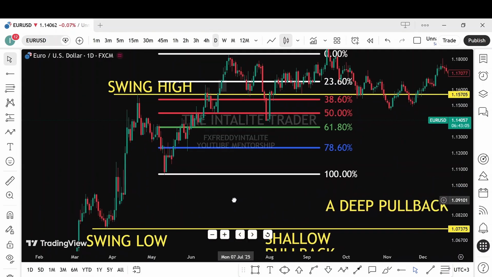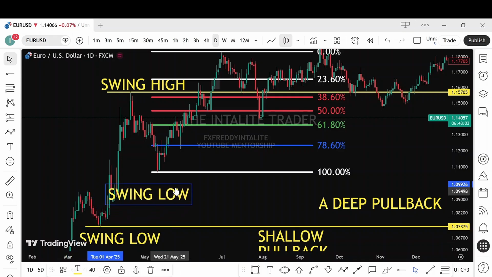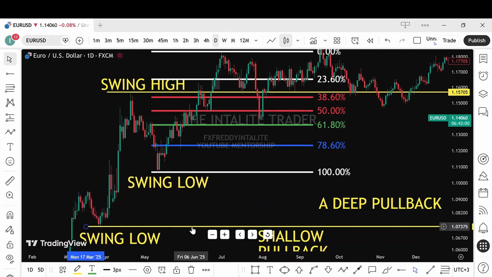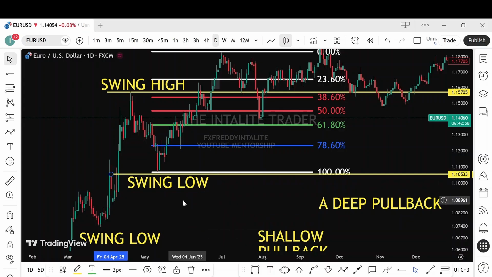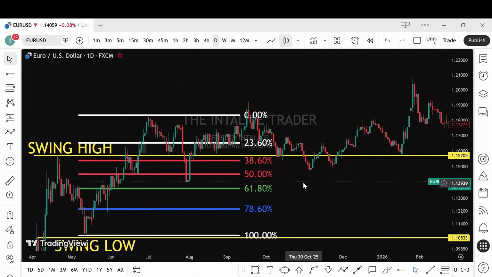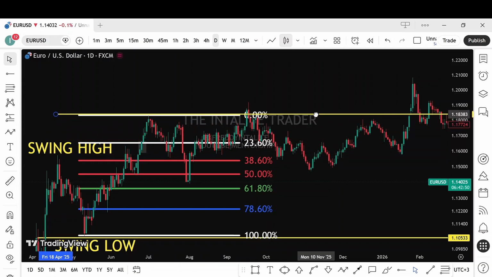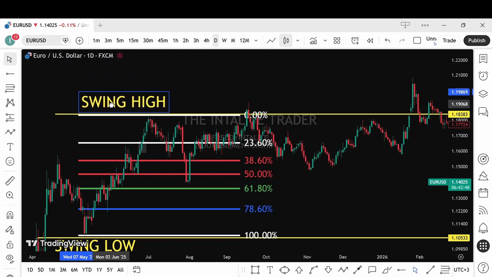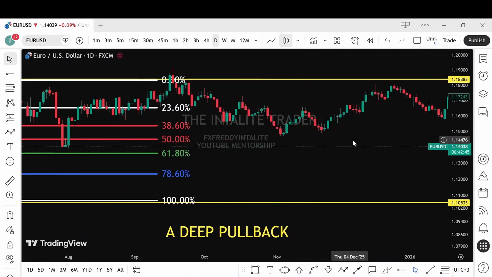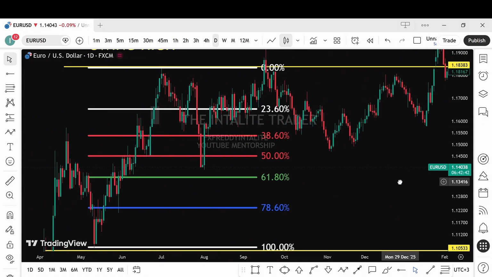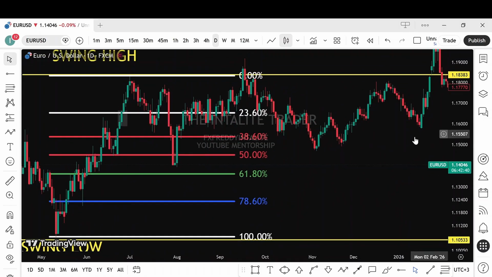Okay, this becomes our swing low here. Let's mark it also. This is the swing low, because we said you place 100% on the swing low, and then this will be our swing high. Are you seeing? This is the swing high. So we wait for price to pull back. Now you see price pulled back into this. You see this? This one was a shallow pullback. The first one. Are you seeing this?